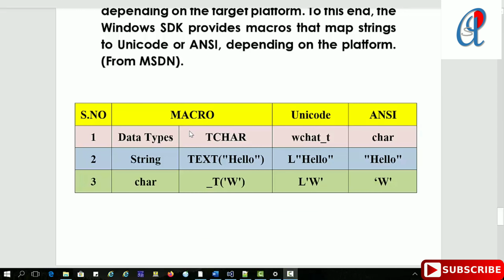So suppose here, if you want to write TCHAR, we know that TCHAR is mapped to wchar_t in Unicode, and in ANSI it is mapped to char. By default it will map to that. Now if you write a character, you can write it like underscore T or TEXT also. So if you want to write Unicode, then you have to use the L prefix. L denotes Unicode, and normally, traditionally, we use plain strings in C.